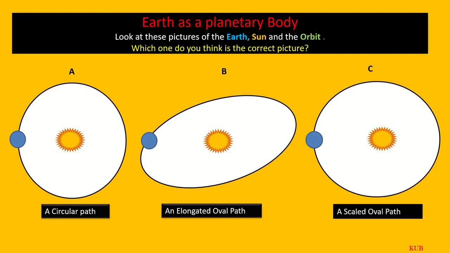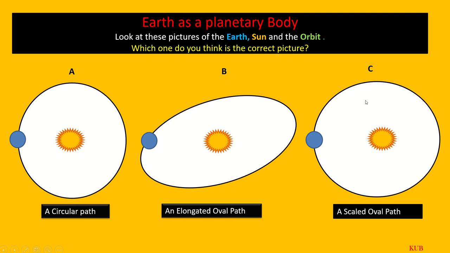Now let's learn about Earth as a planetary body. Like all planets in our solar system, Earth rotates on its own axis and revolves around the Sun. Now look at these pictures of the Earth, Sun and the orbit. Which one do you think is the correct picture? A. A circular path. B. An elongated oval path. C. A scaled oval path.